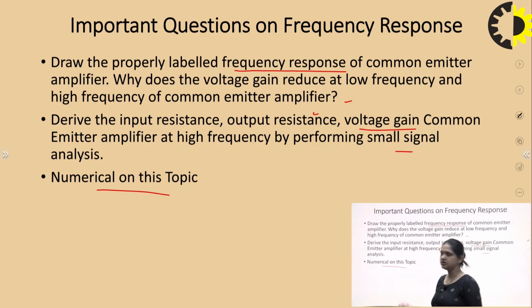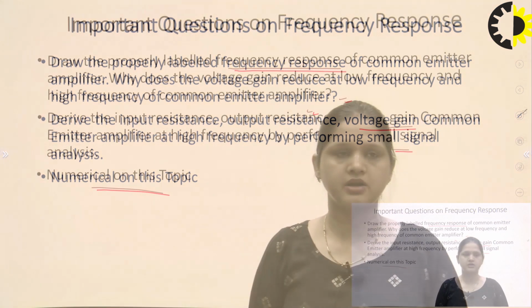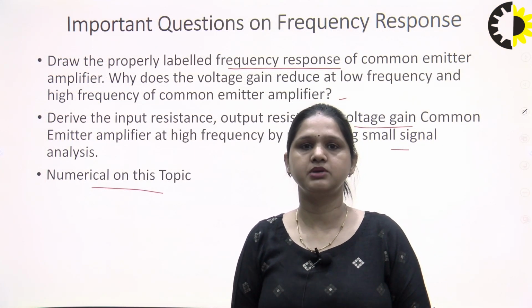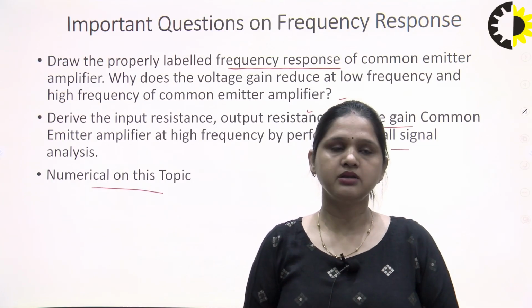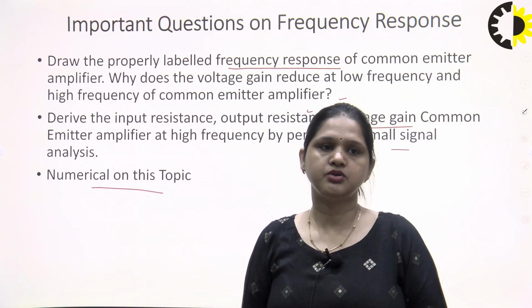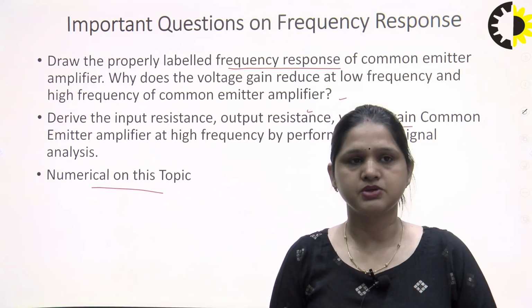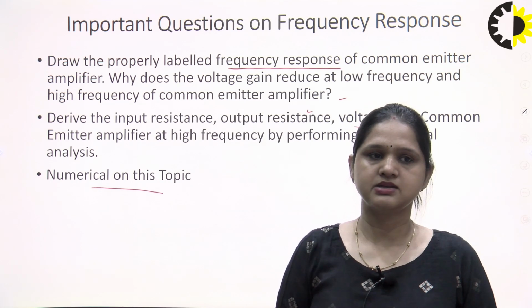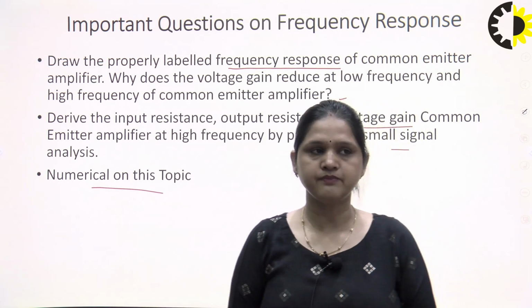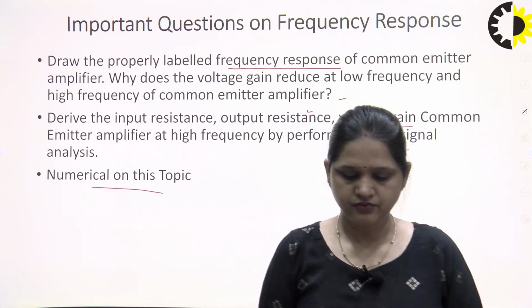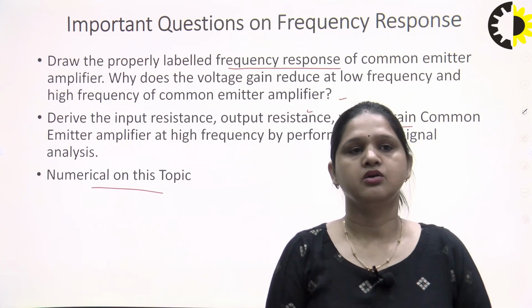The third question is the numerical on this topic. We have seen one sample question, but you can try more. So this is all about the high frequency response of the common emitter amplifier, and you can do the analysis for the common source just by replacing the BJT by MOSFETs. Both analyses are exactly the same, you just have to replace the device. So this is all about the high frequency response of the common emitter amplifier.